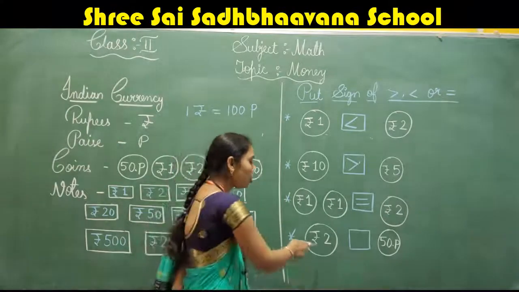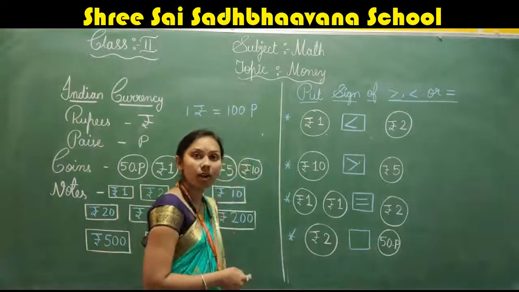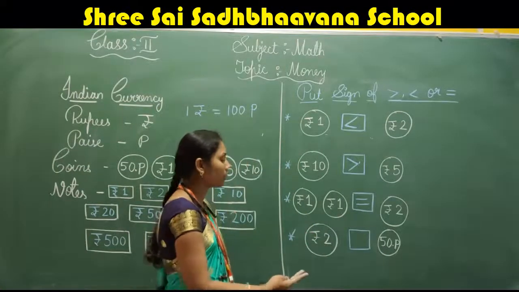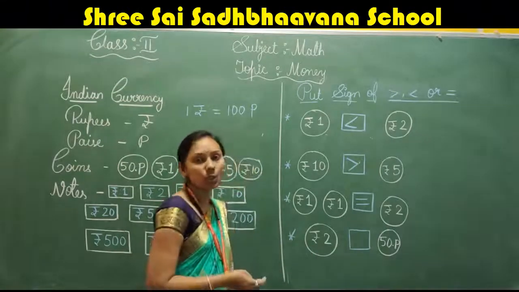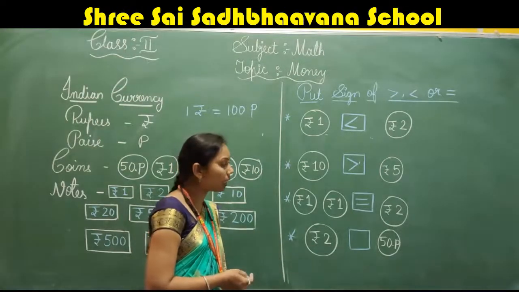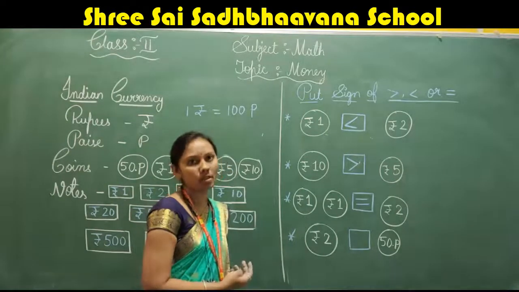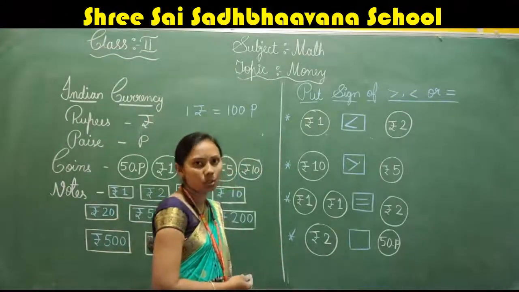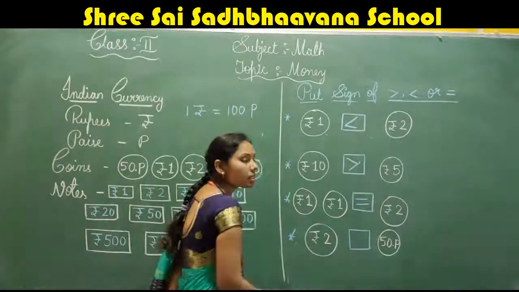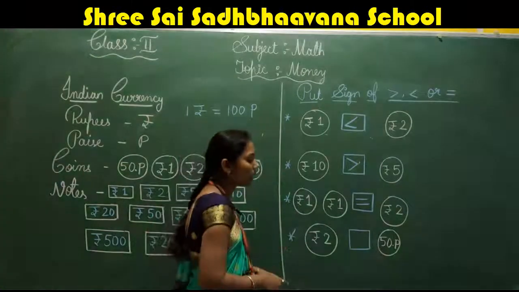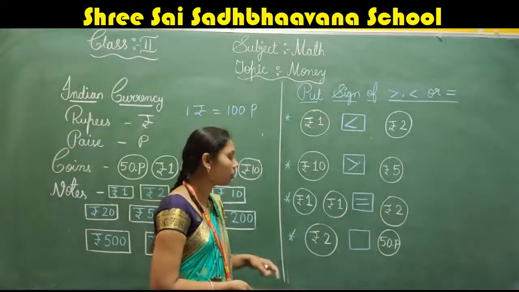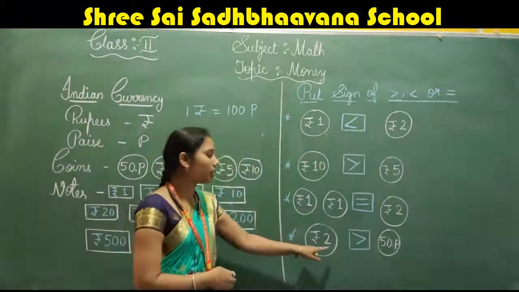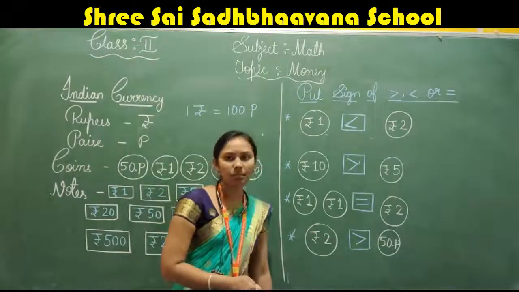Yes, children, you are right. Rupee 2 is more. Why? Because we need 4 coins of 50 paisa to make a rupee 2 coin. That means we need four 50 paisa coins to make an equal value of rupee 2. So here the 2 rupee coin is more than 50 paisa, so we are using the greater than symbol here. Rupee 2 is greater than 50 paisa.